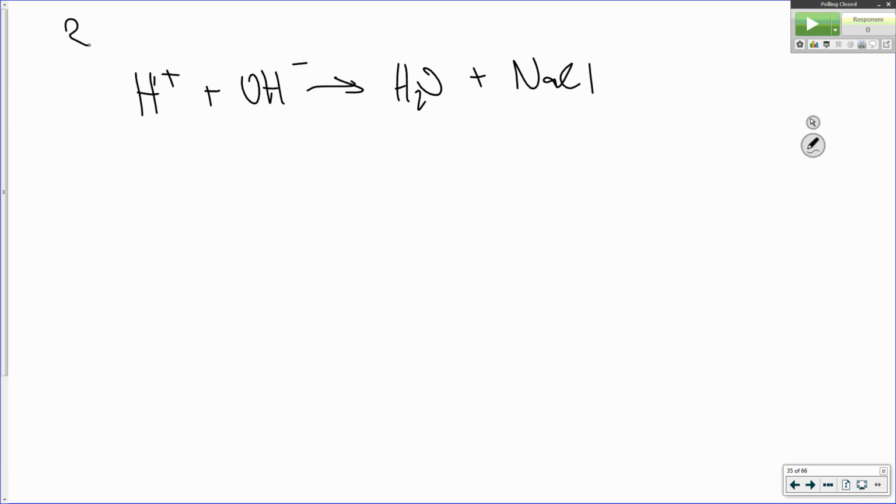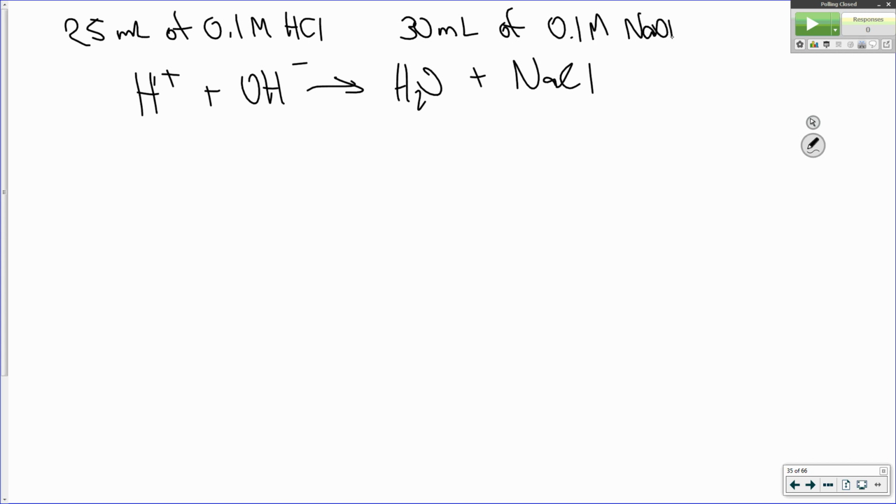We have 25 mils of 0.1 molar HCl, and now we're doing 30 mils of 0.1 molar NaOH added. Right, my concentration times volume to find the number of moles. The amount of HCl stays the same in all of these. It's 25 mils of HCl in all the problems, so 2.5. Concentration times volume for the NaOH gives me 3 millimoles.